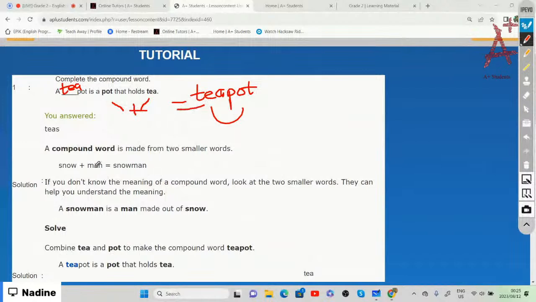So we don't say a pot tea, right? Because you also need to know that if you put these two words together, for example, a pot that holds tea, the word also needs to make sense. So, do we get pot tea? No, right? Which means that we get a teapot. It's a pot that holds tea, a teapot, not a pot tea.